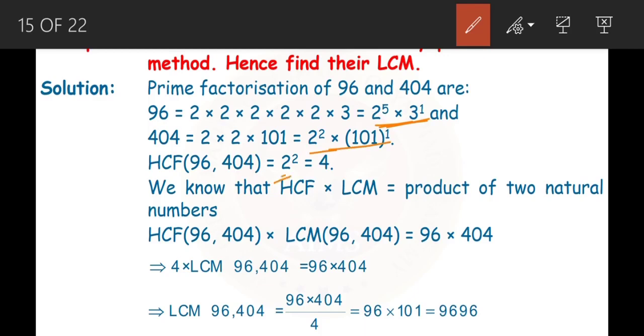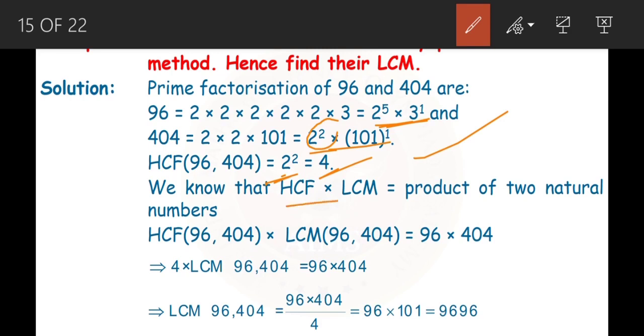What is the HCF? The product of common factors with least exponent. Here only 2 is repeated in both. So 2 square is the least. 3 is not repeating, so we cannot take 3. 101 is not repeating, so we can't take 101. Only 2 square, which means 4, is the HCF.